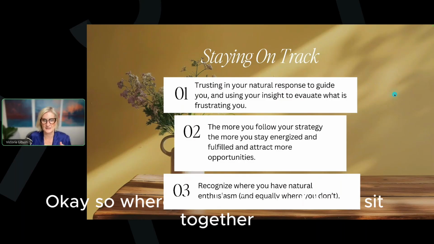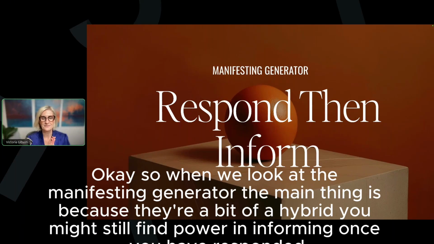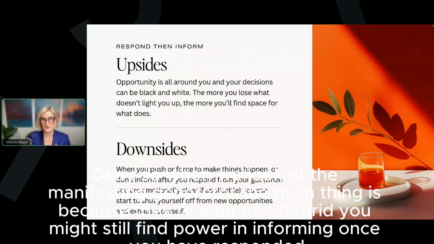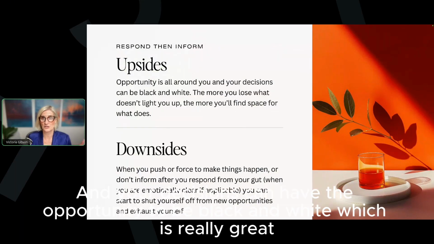Okay, so where all of these sit together, the three spheres sit together, because type and your authority can work together to make sure we're carrying out that energetic purpose that comes within our souls. Okay. So when we look at the manifesting generator, the main thing is, because they're a bit of a hybrid, you might still find power in informing once you have responded. Okay. Opportunities around you and your decisions can have the opportunity to be black and white, which is really great.